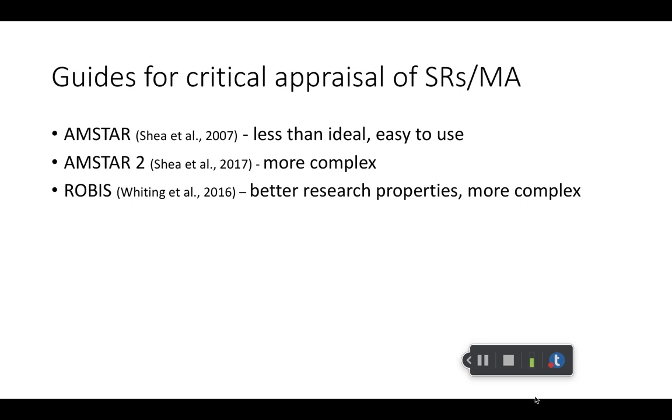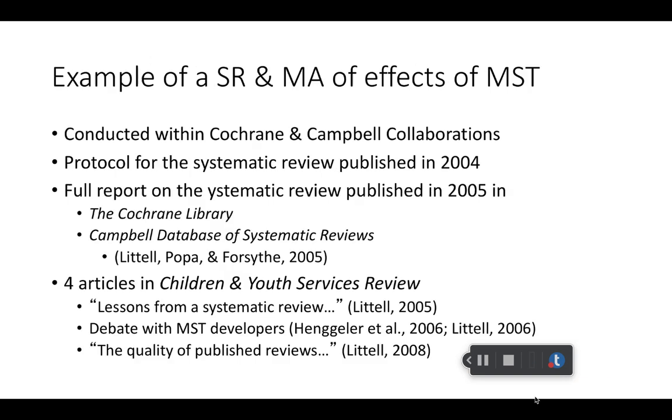There are established guidelines for the critical appraisal of systematic reviews and meta-analyses. We're going to use the AMSTAR guidelines in this class. They're less than ideal compared to the other guidelines available, but they're easy to use. There is an AMSTAR 2, a more recent version of AMSTAR, but it's more complex and I don't think it's necessarily worth the effort. And there's also another set of guidelines called ROBIS, which has better research properties, but is also more complex, and we will not be using that.